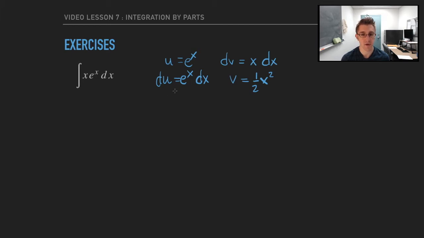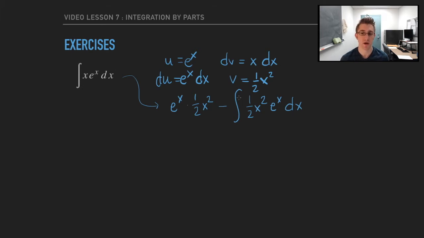And now if you remember the integration by parts formula, what I'll end up with is u times v, which is e to the x times 1/2 x squared, minus the integral of v times du, so 1/2 x squared times e to the x dx. So notice that this new integral that I have to do is actually worse, right? This power of x increased.